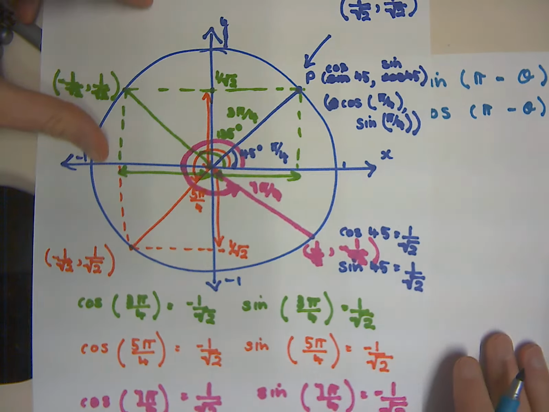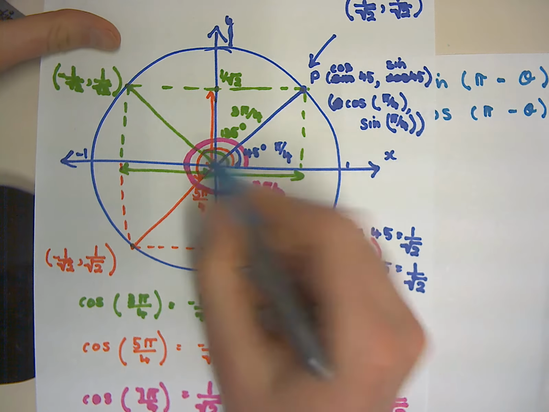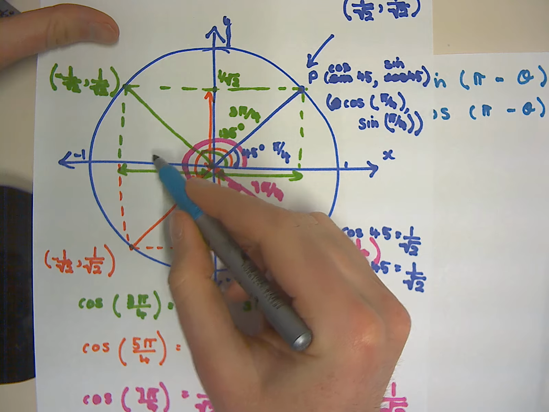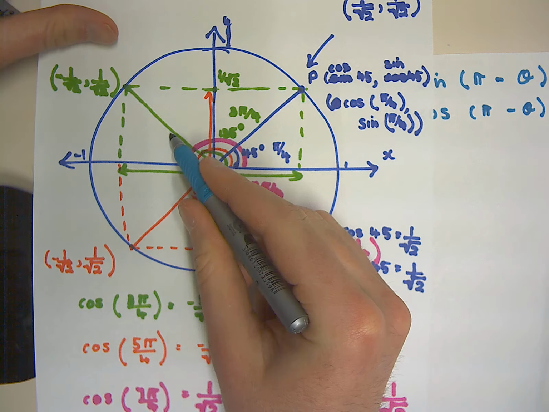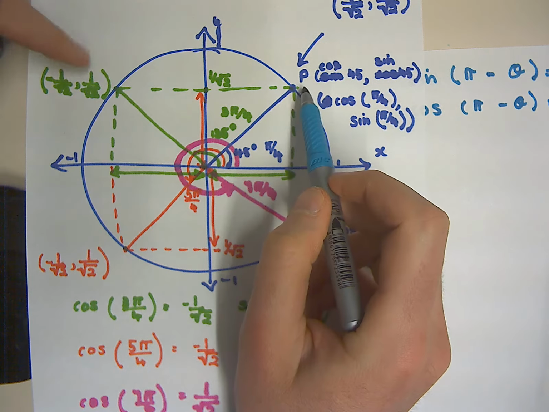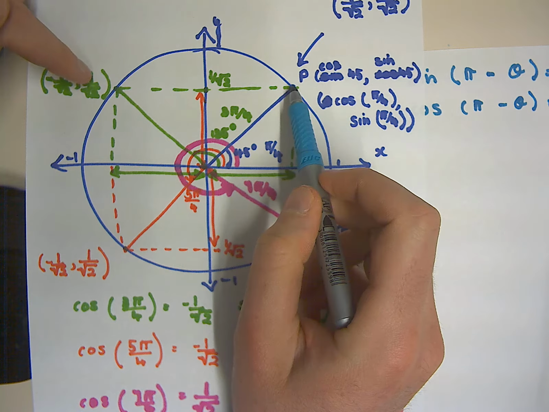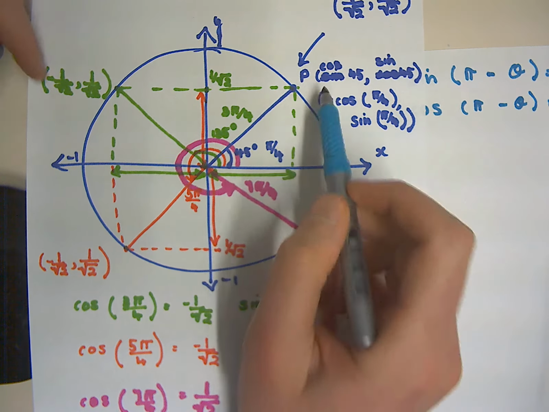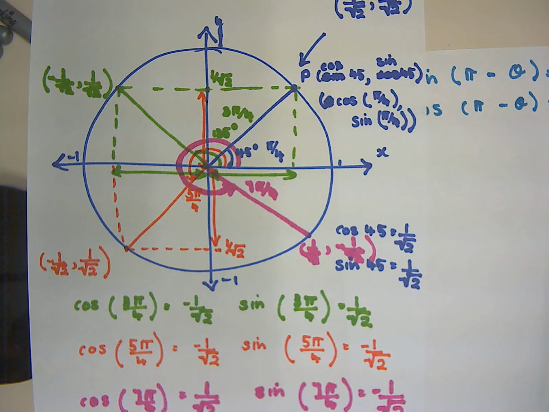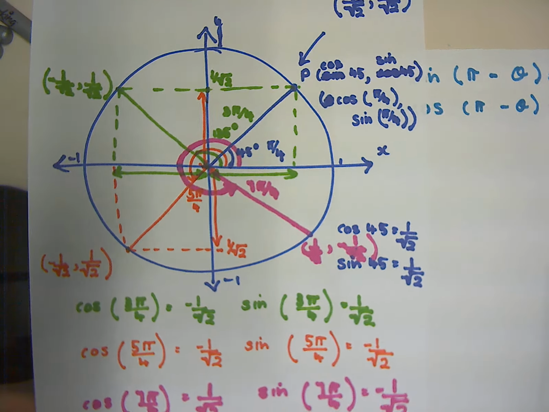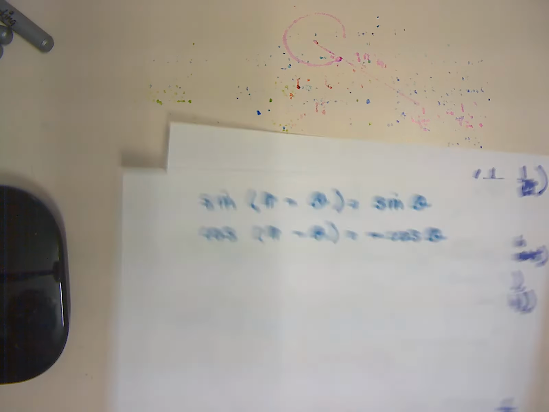So here we had pi on 4. We said this was pi on 4 as well, so it's pi take pi on 4 out here, that gives us the same sine values, and the cos value will be negative. So that's just one identity that we can pull from this diagram.